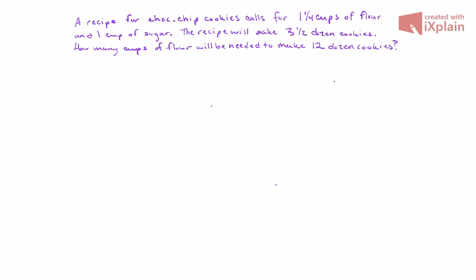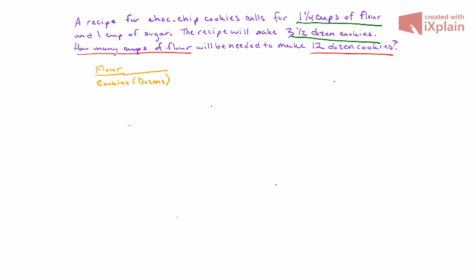Okay, hopefully you've gone ahead and done that. If you read through, notice that in the problem they mention flour twice and they mention cookies twice in terms of how many dozens you're going to be making. So we want to establish this relationship. For example, I note that they talk about 1 1/4 cups of flour. That will help you make 3½ dozen cookies. And then they're also asking, how many cups of flour are you going to need to make 12 dozen cookies?